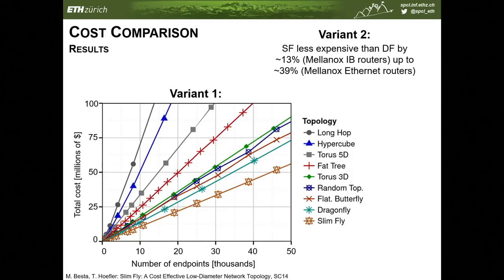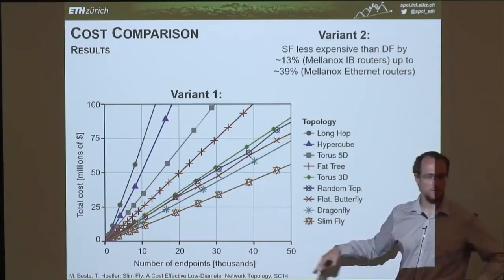If you now look at these different topologies, I don't want to spend too much time on this. But the idea here is we have the number of endpoints on this axis, in thousands, so up to 50,000 nodes in the network. Yes?